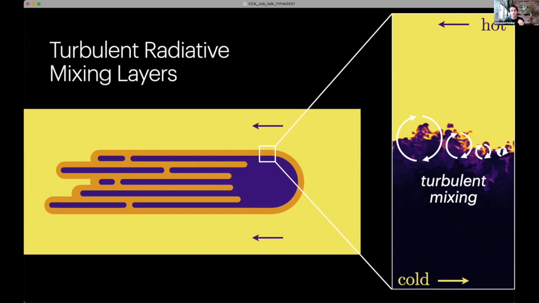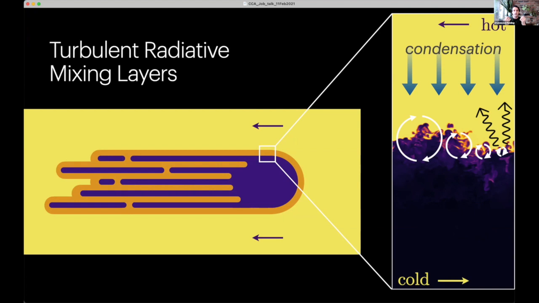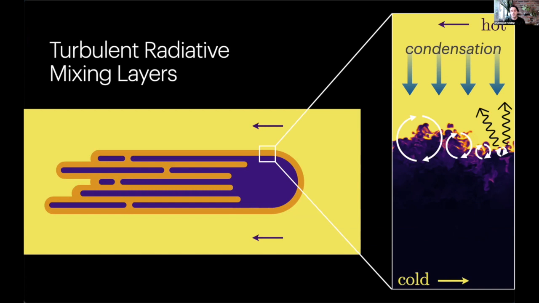And once you have that cooling, well, that cooling is removing energy from the interface layer. And in an effort to maintain energy balance, what's going to happen is there will be a net flow of material, condensation, from the hot phase down onto the cool phase, which explains why the cold clouds actually grow.